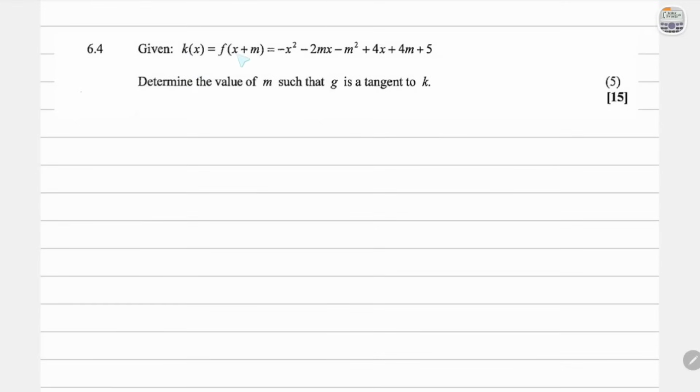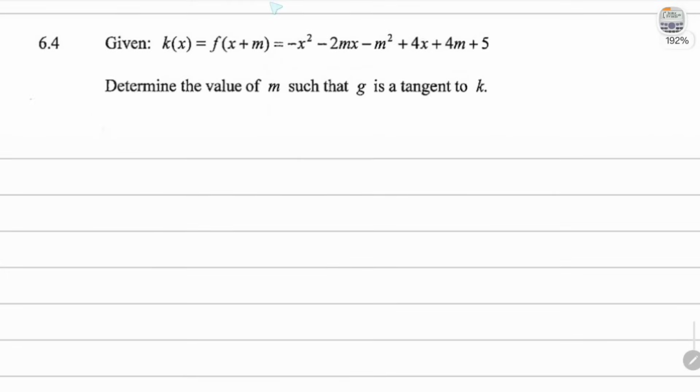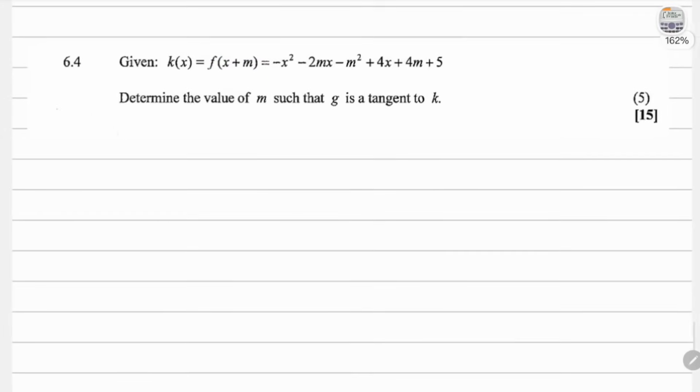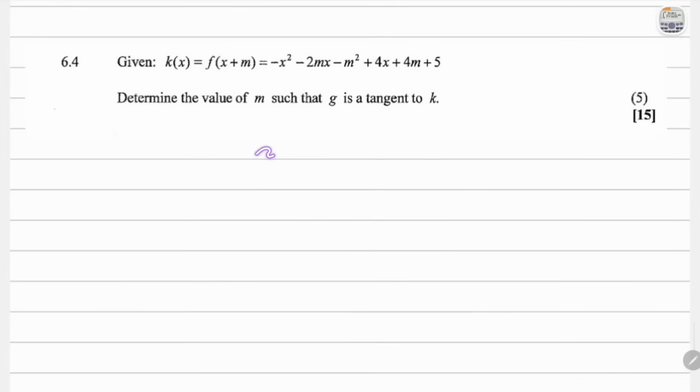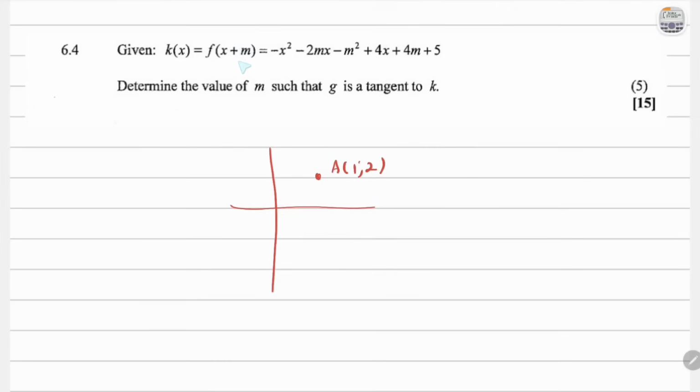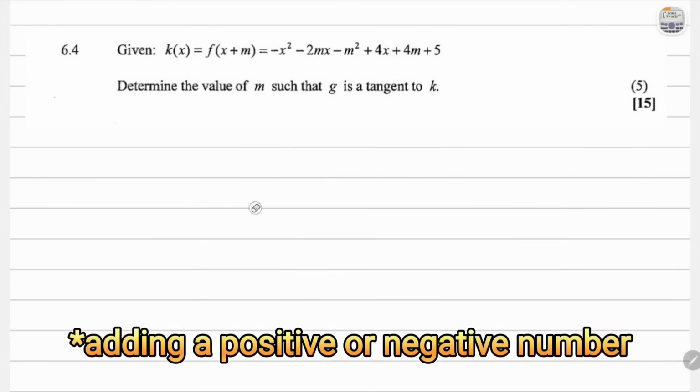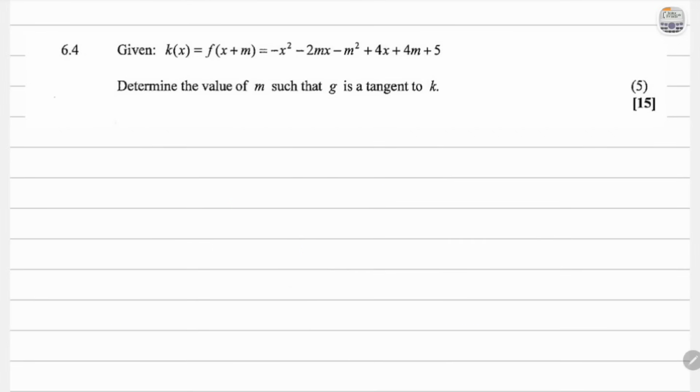6.4 says, given k of x is equal to f of x plus m. Okay, so a translation is happening here. So you can see that it's affecting x, meaning it is a translation either to the left or the right. Here's the thing. If you have a point or even a graph, and let's just say this point is 1 and 2, right? If you're adding or subtracting to the x, do you see that if I added to the x value over here, that this point will either move to the right or to the left? Okay, so adding to the x moves the graph to the right or left.